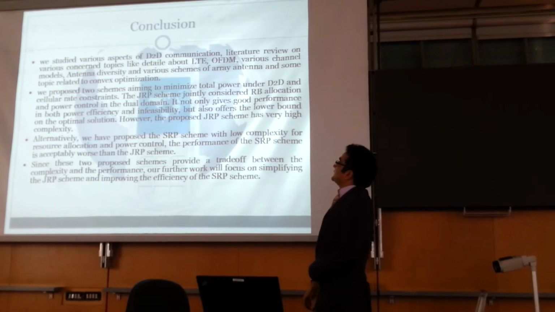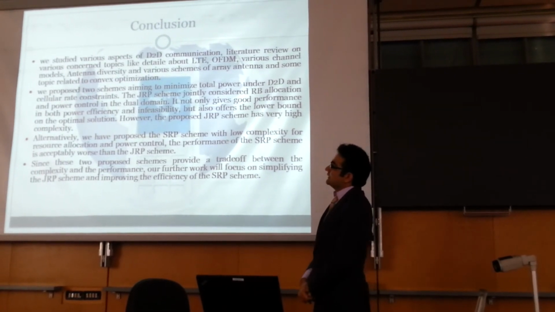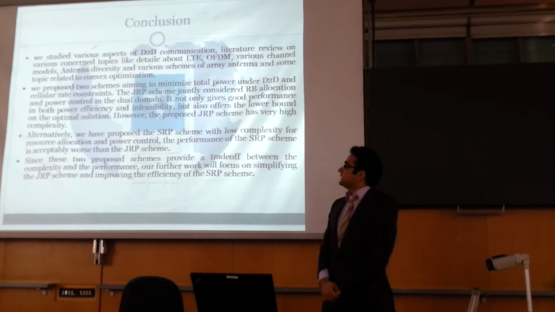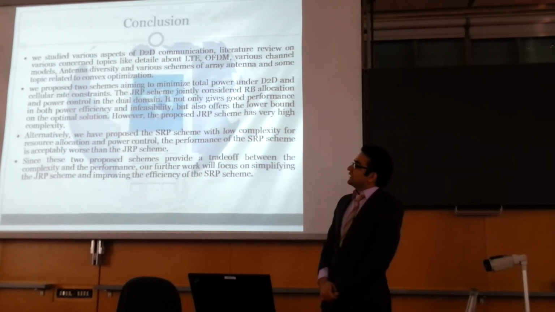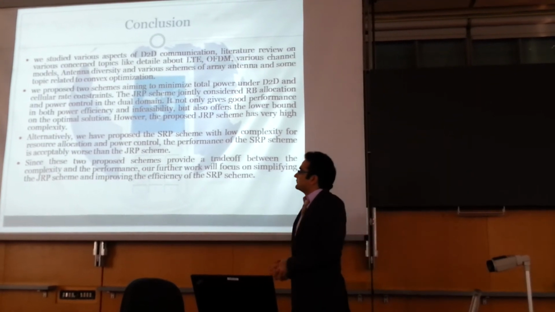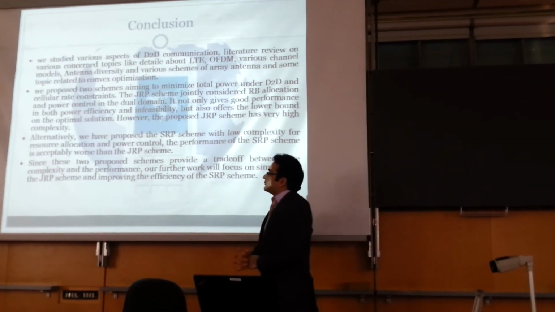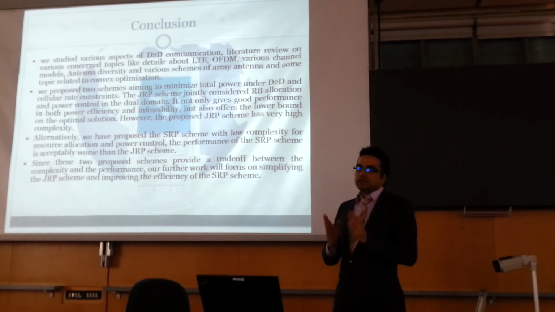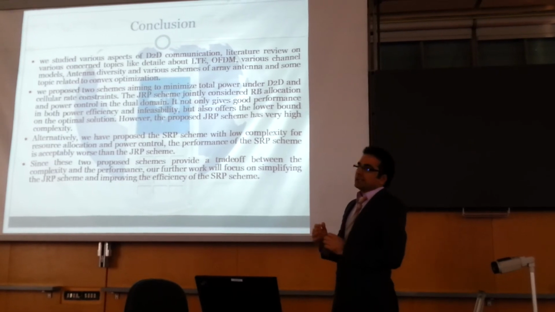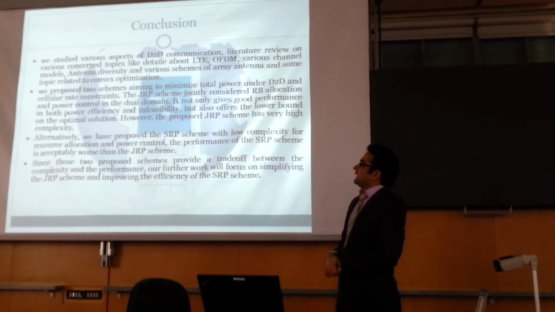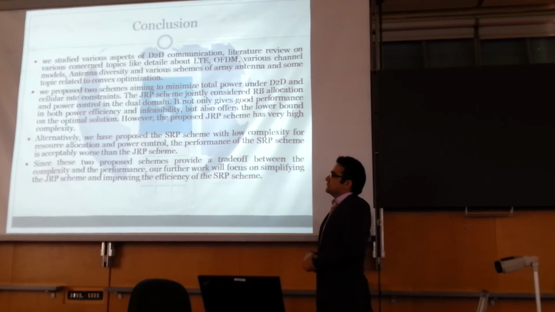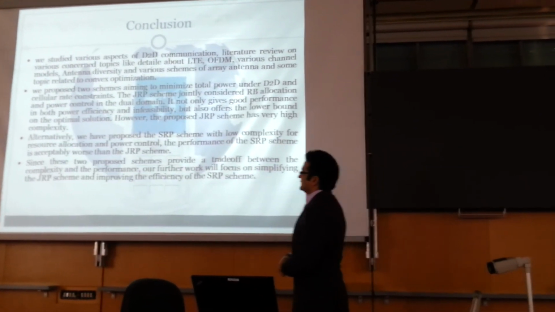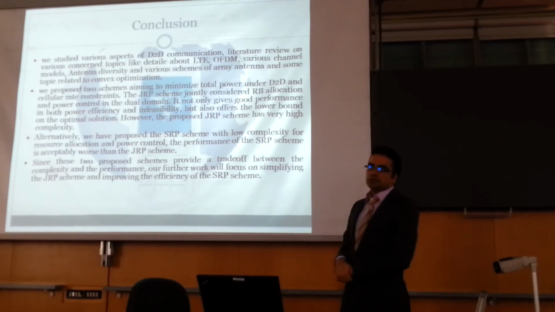Finally, here is the conclusion. We have proposed two schemes: one is the GRP scheme and one is the SRP scheme. The GRP scheme seems quite good, quite sophisticated, but the problem is it is very complex. If you increase the number of resource blocks, it gets more and more complex, and it takes much more time for simulation. The other one is the SRP scheme, which is quite simpler, but its performance is not as efficient as the GRP scheme. So there is a trade-off between complexity and performance.